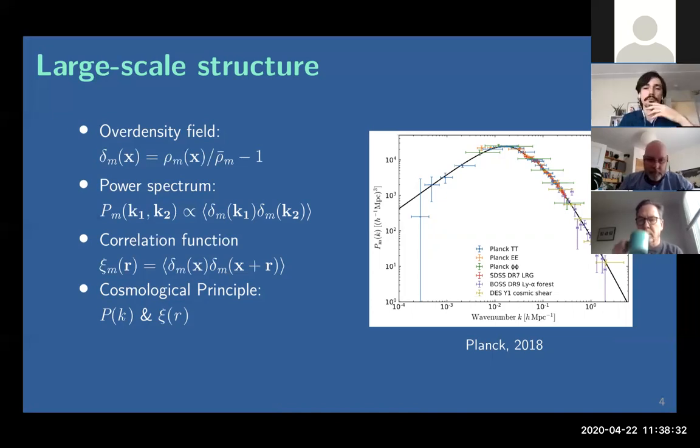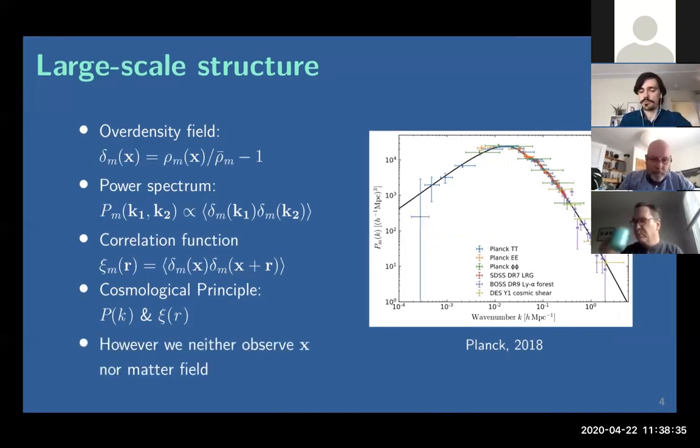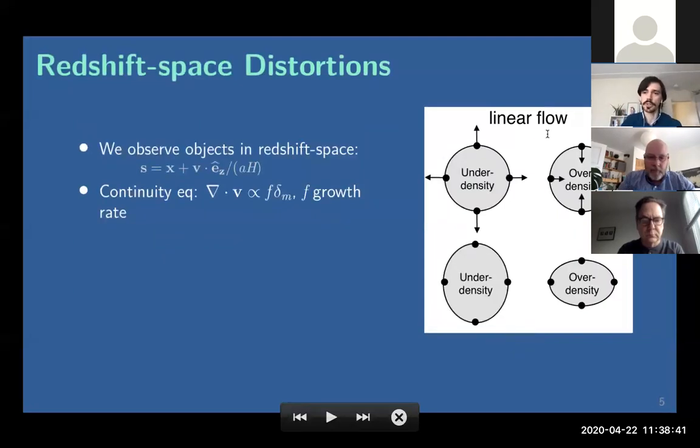However, this, of course, is not what we observe. First of all, we don't observe the real space positions of matter, and we don't observe matter at all. So what do we really observe?